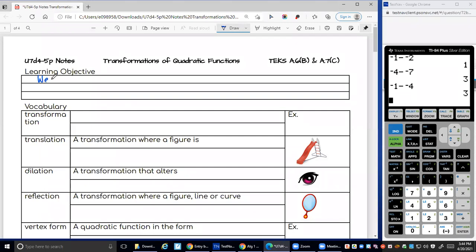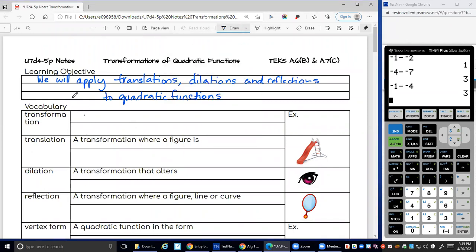So we will apply translations, dilations, and reflections to quadratic functions. So these are three of the transformations that we will be discussing today. Right?